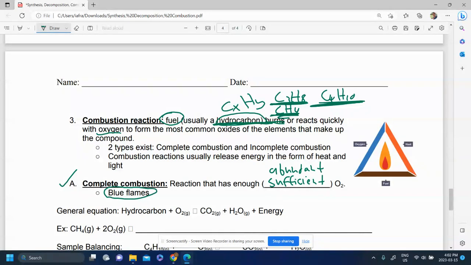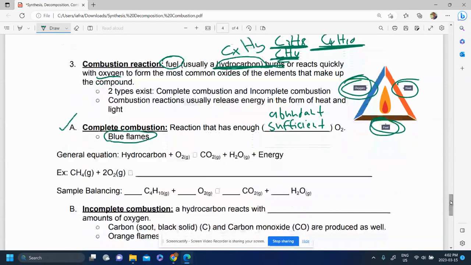So if you see blue fire, it means there was a lot of oxygen present, and that oxygen was able to completely burn that fuel, and therefore give you a nice, clean, and complete burn, and you get a blue flame. So this is called a combustion triangle, and to get that fire, you need the fuel, the oxygen, and also that's going to release some heat, and you'll see that written out in the equation.